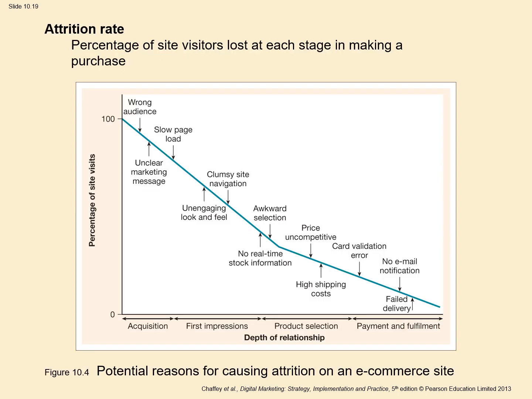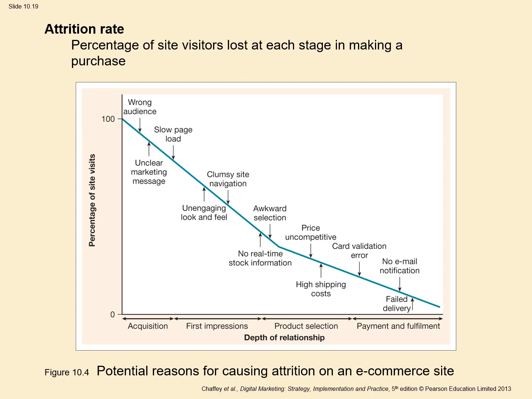It has been mentioned on the previous slide about attrition rate. According to its definition, it is the percentage of site visitors lost at each stage in making a purchase. Here you can see on figure 10.4 the potential reasons for causing attrition on the e-commerce site. On the X axis, it is divided into several depths of relationship like acquisition, first impression, product selection, payment and fulfillment. And on the Y axis is the percentage of site visits.